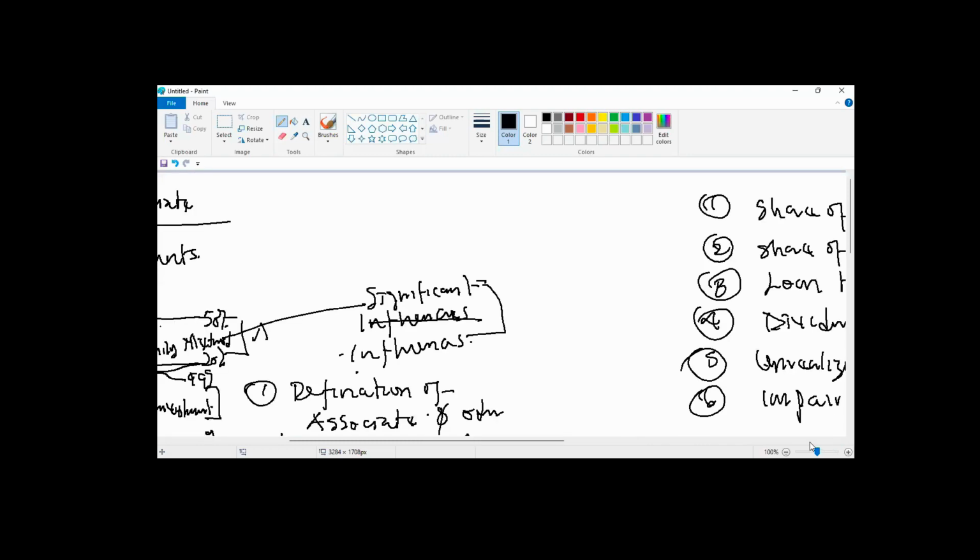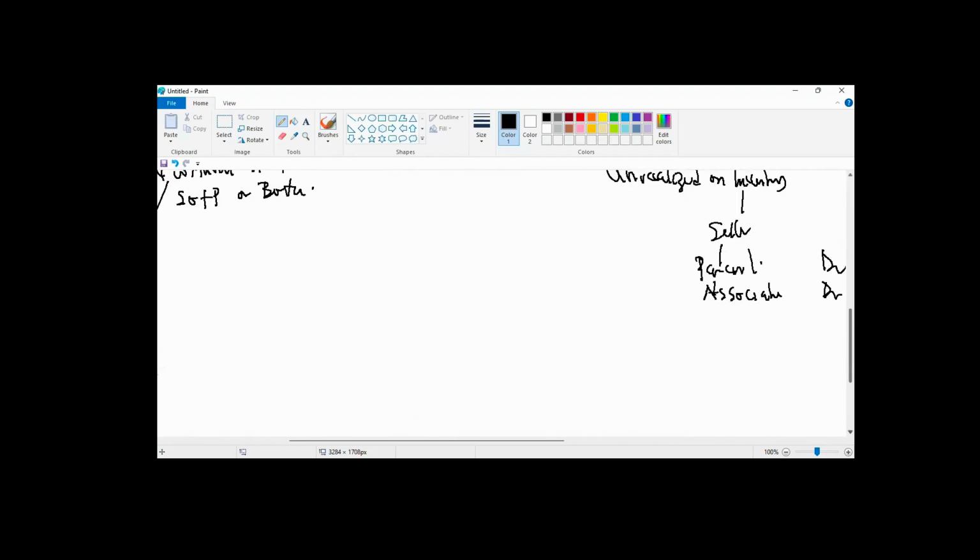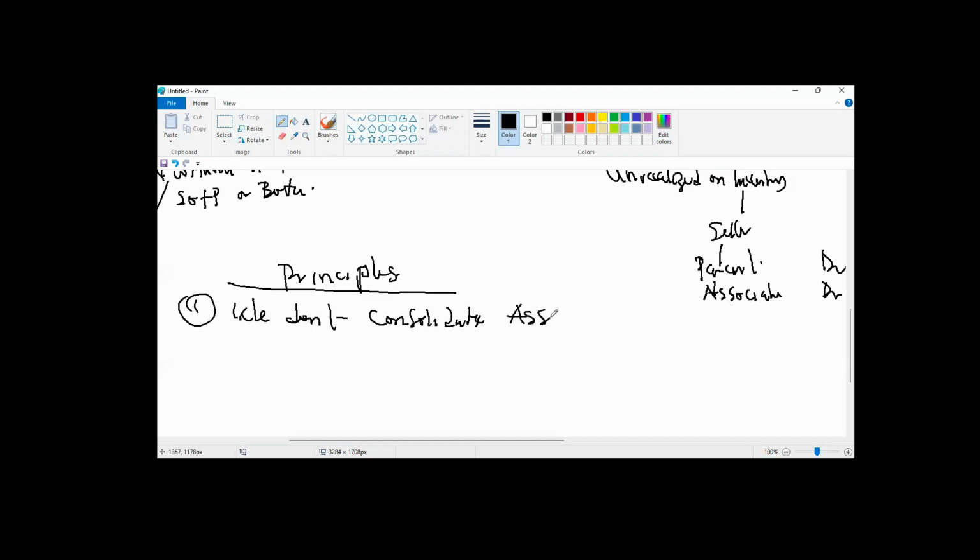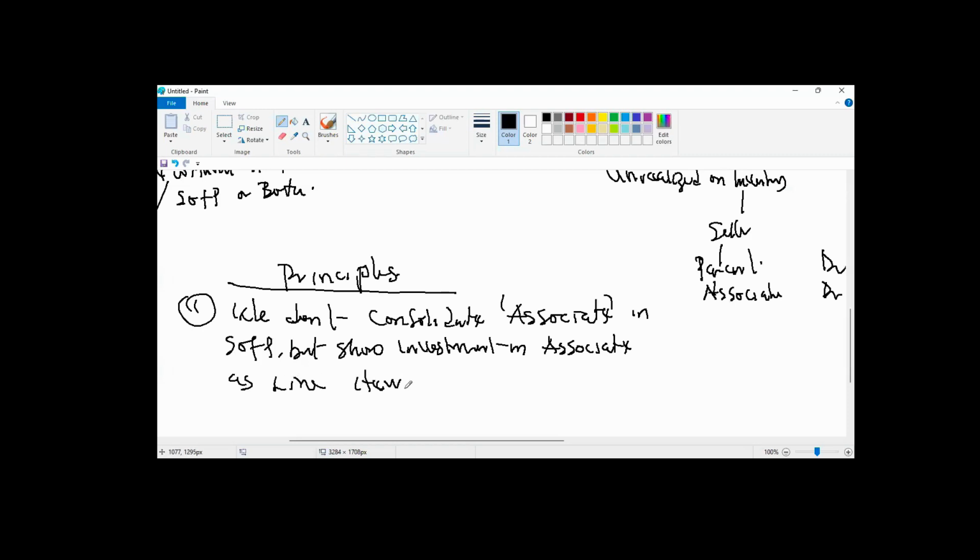Now, in the statement of financial position, we don't consolidate associates. This is the principle. One, we don't consolidate associates in SOFP, but show investment in associates as a line item. That's all. We don't consolidate associates. We only show investment in associates.